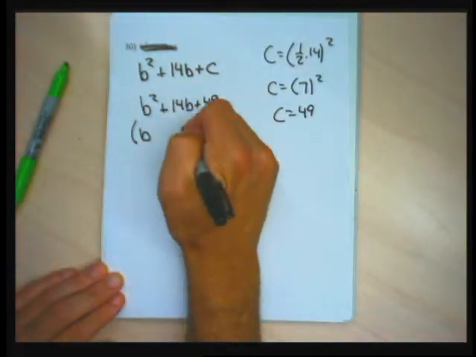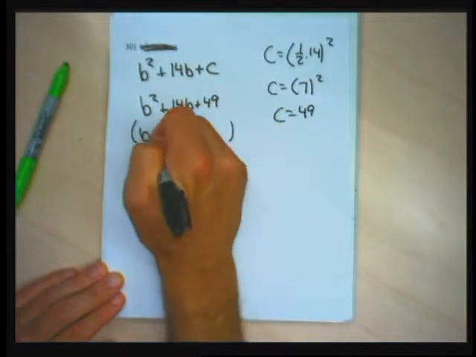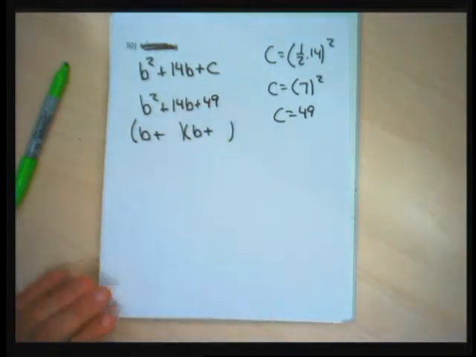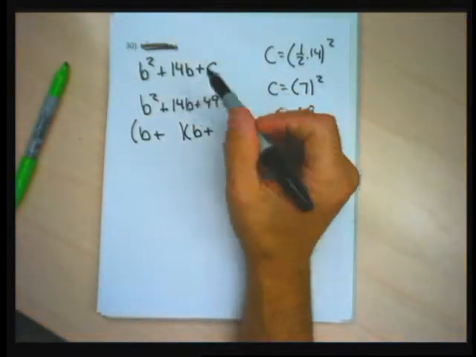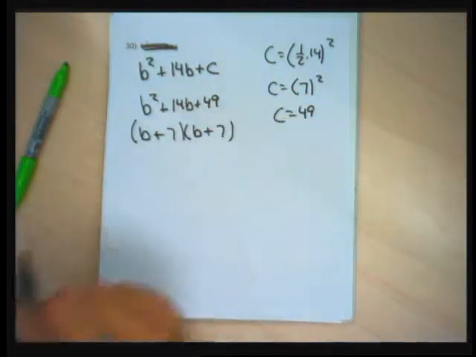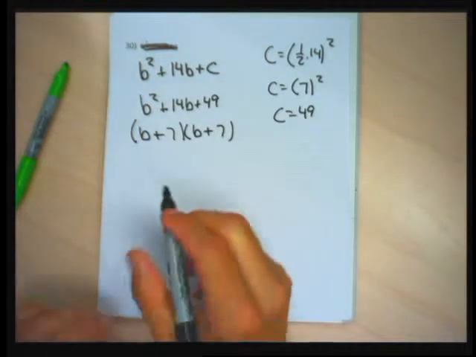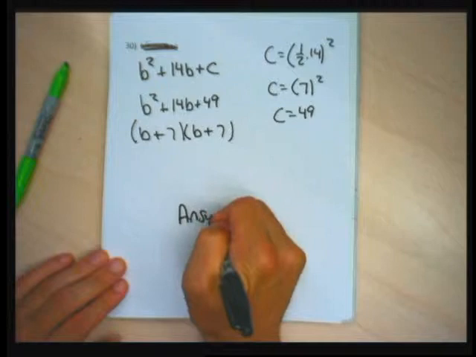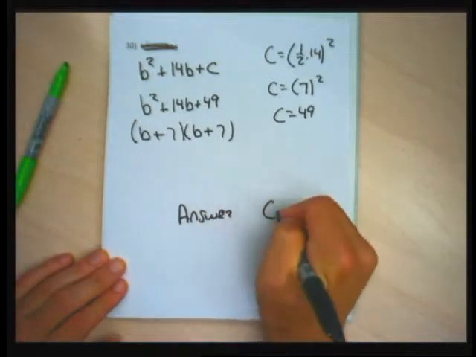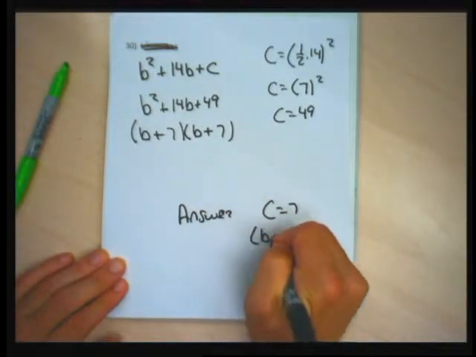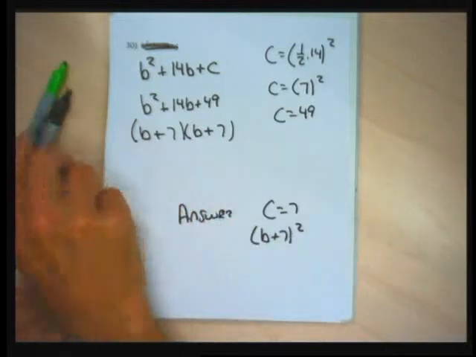I know that my firsts have to be a couple of b's. There aren't any minus signs, so I need a couple of pluses. And my lasts need to multiply to 49 and add to 14. And 7 does that perfectly, because 7 times 7 is 49. 7 plus 7 is 14. So my answer to this problem, I'm going to say C is equal to 7, and this whole thing factors into b plus 7 quantity squared.